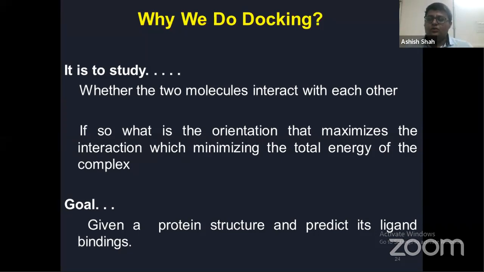Without binding, you may not get activity, right? So docking tells you whether your molecule is going to bind or not. If it is binding, then what is the amount of binding? What interactions will it have, and with which kind of amino acid residues? You can particularly check that with a docking method. So if we want to check the interaction between protein and our ligand or drug molecule, as well as the orientation in which it is going to bind, that can be done with docking methods.